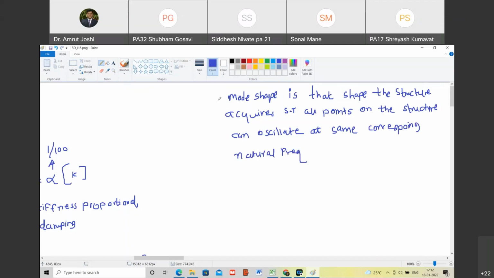Are you with me? Yes, sir. So what is mode shape? Mode shape is that shape the structure acquires, meaning all its multiples. You multiply it by alpha, it's all right. That shape such that all points on the structure can oscillate at the same corresponding natural frequency. Are you with me? Yes, sir.